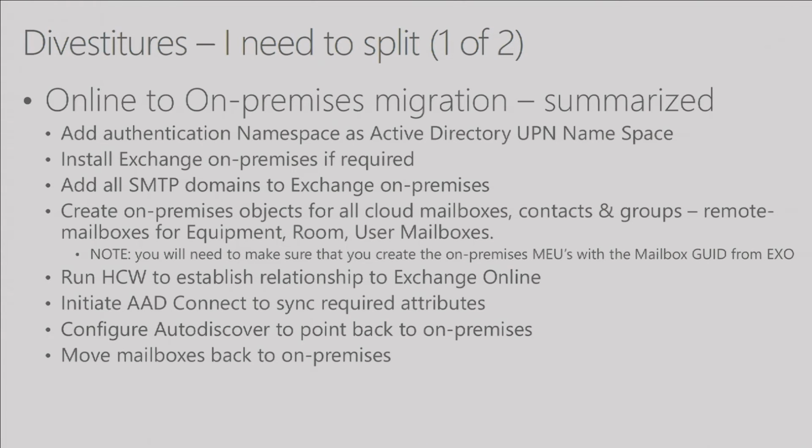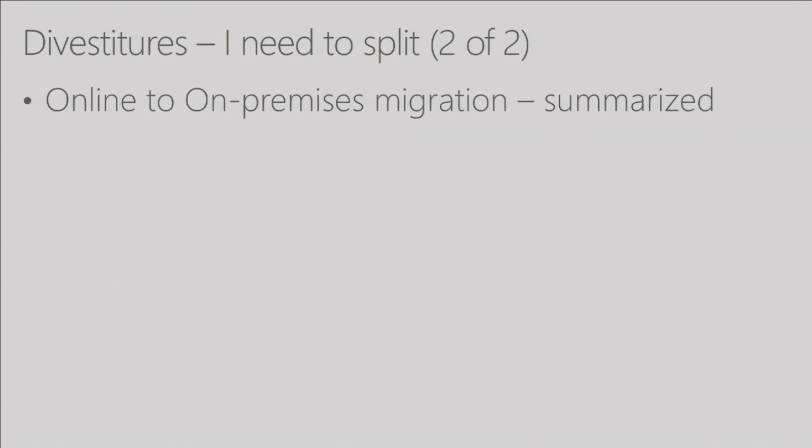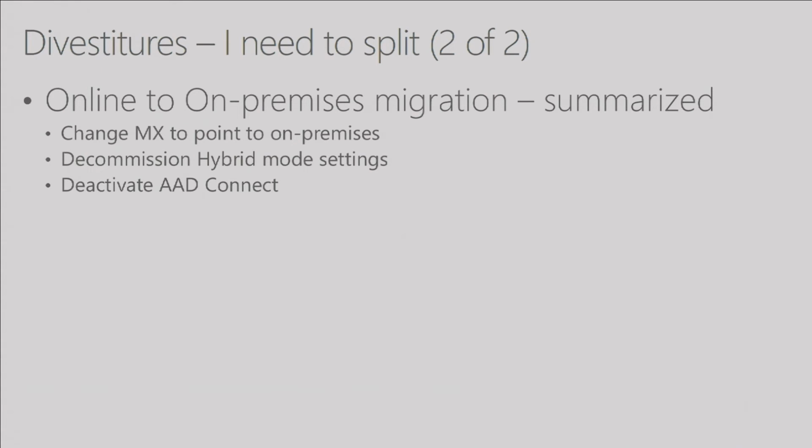That's a quick bullet. We move our mailboxes back to on-premises. So that's going to take as long as it takes, because here we can't argue with physics or the speed of your network connection. So we've moved all our mailboxes. We need to point our MX records for that domain or the set of domains that we've split out back to on-premises. We decommission hybrid mode, deactivate sync for Active Directory, and if we've finished with our tenant, bear in mind this could be a divestiture or this could be an offboarding, but the same logic applies. So if we are finished with a tenant altogether, we turn down the tenant.